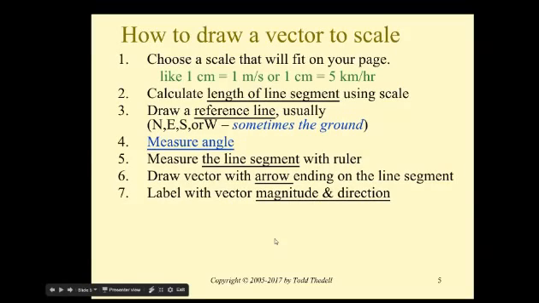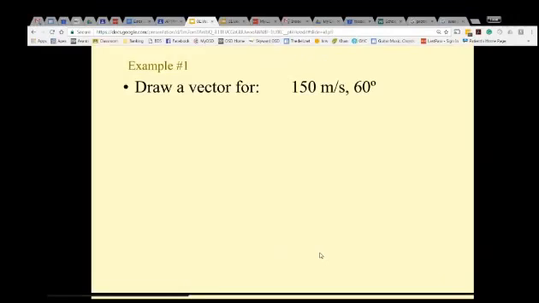And then we label the vector with the magnitude and the direction. Make sure you're using the magnitude of the given vector, not the number of centimeters it is on your scale drawing. Be sure to draw vectors large enough that they're useful. You don't want them really small, and of course you don't want them so big that they don't fit on your page. Okay, so we're going to do this as an example.